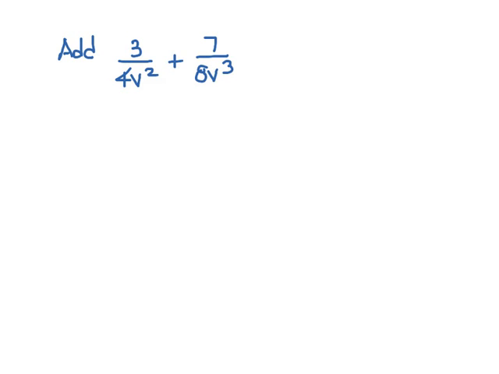We still need to find the least common denominator for both of them. And the way we do it is the same way. We look at 4v squared and we look at 8v cubed. So if I break down 4v squared into its prime factors, I have 2 times 2, and then I have v times v, right, which is just v squared. And with 8, I have 2 times 2 times 2. And I have a v cubed.